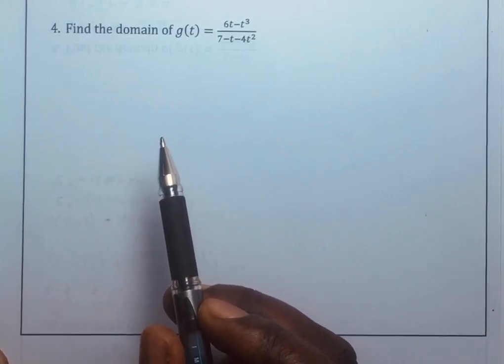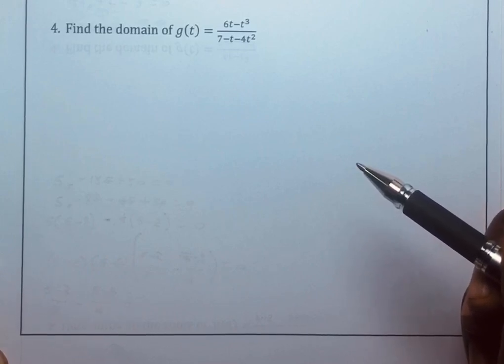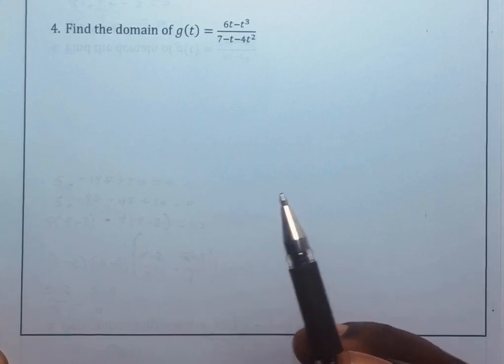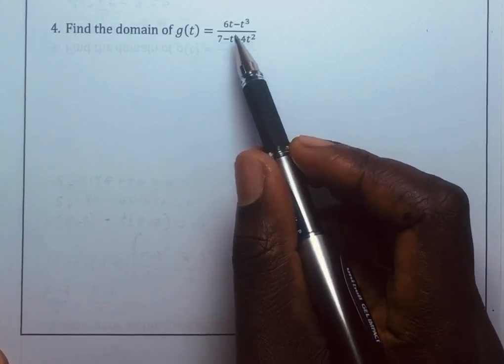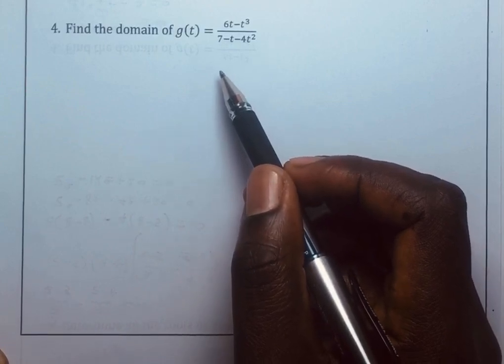Find the domain of g of t is equal to (6t minus t cubed) over (7 minus t minus 4t squared). So the first thing we're going to do is confirm situations where we are going to be forced to divide by 0 so that we are able to avoid those situations.